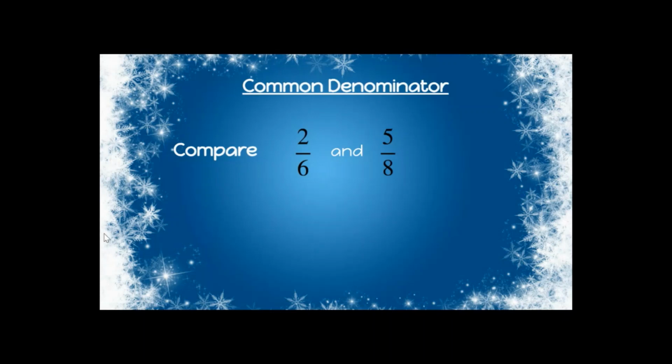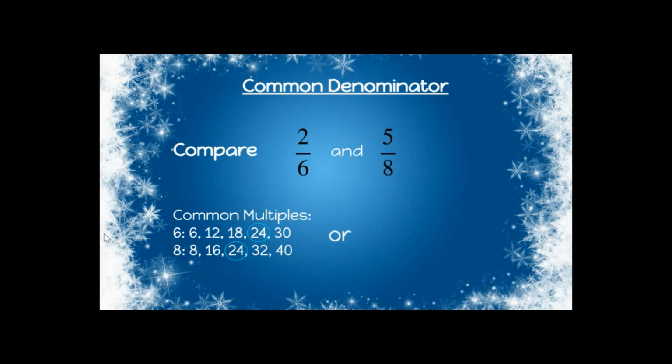I'm going to start with explaining how a student could use a common denominator to compare fractions. Let's compare 2/6 and 5/8. For this strategy, we could find the common denominator 2 ways. We could list the multiples of each denominator. Here we see they have the multiple 24 in common. Or we could also multiply the denominators to find the common denominator of 48. Either of these denominators would work to create our equivalent fractions.